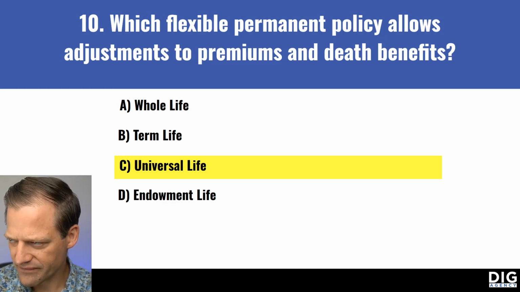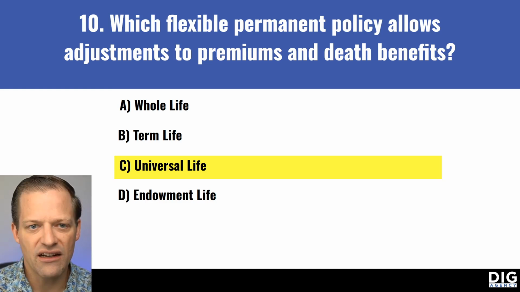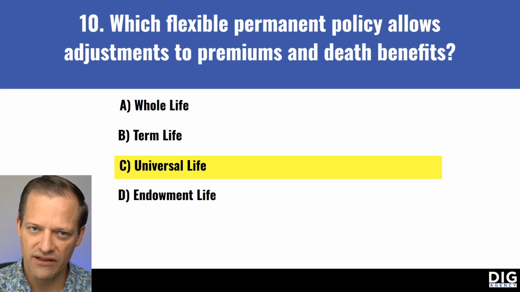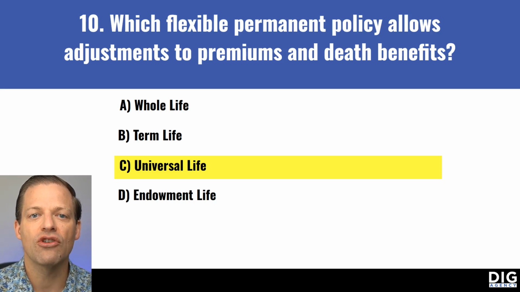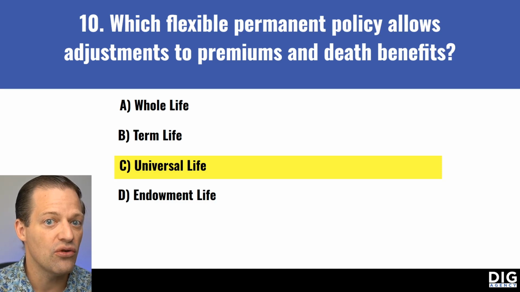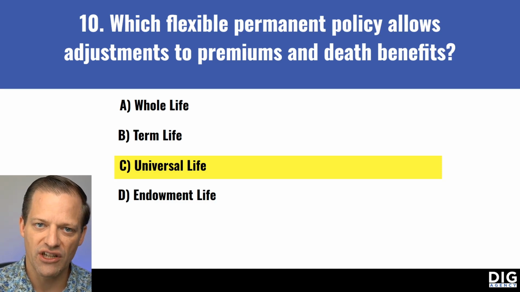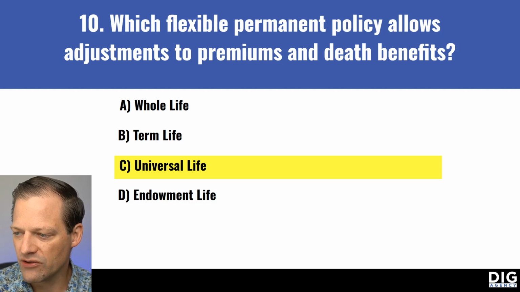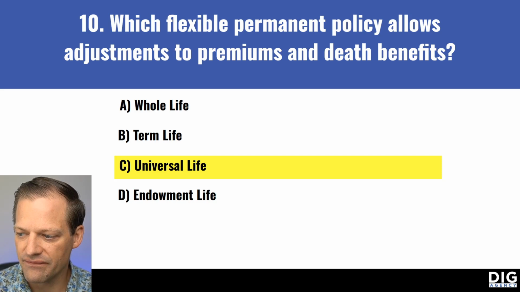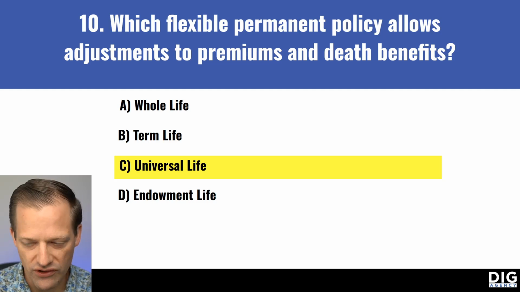Now, term insurance, you can't adjust the premiums. The death benefit is level in many cases. Whereas if you have a decreasing term, it's pre-designed in the policy. You can't adjust that. What this is asking is, what can you adjust based off of adjusting the premiums or the death benefit? So in this case, it ends up being either C or D, and endowment life is basically whole life in a sense. So it just ends up being universal life insurance.